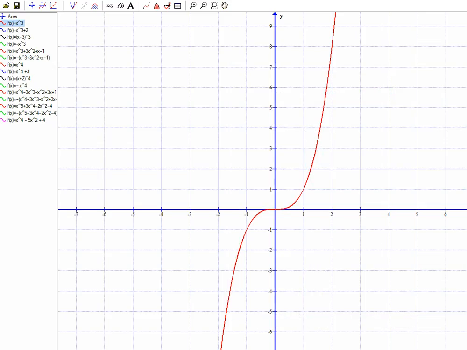We were looking at the graph. And this was the basic graph of y equals x cubed. And then we looked at y equals x cubed plus 1. So again, the base in red is y equals x cubed.